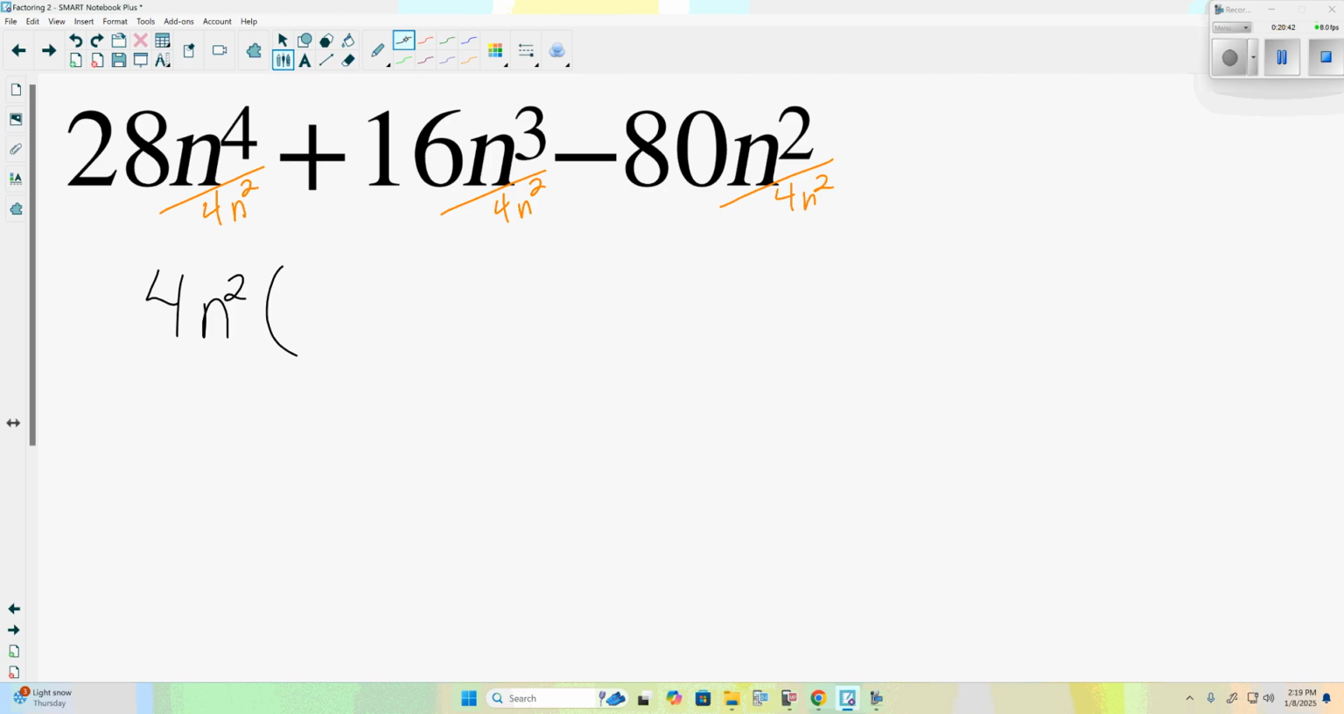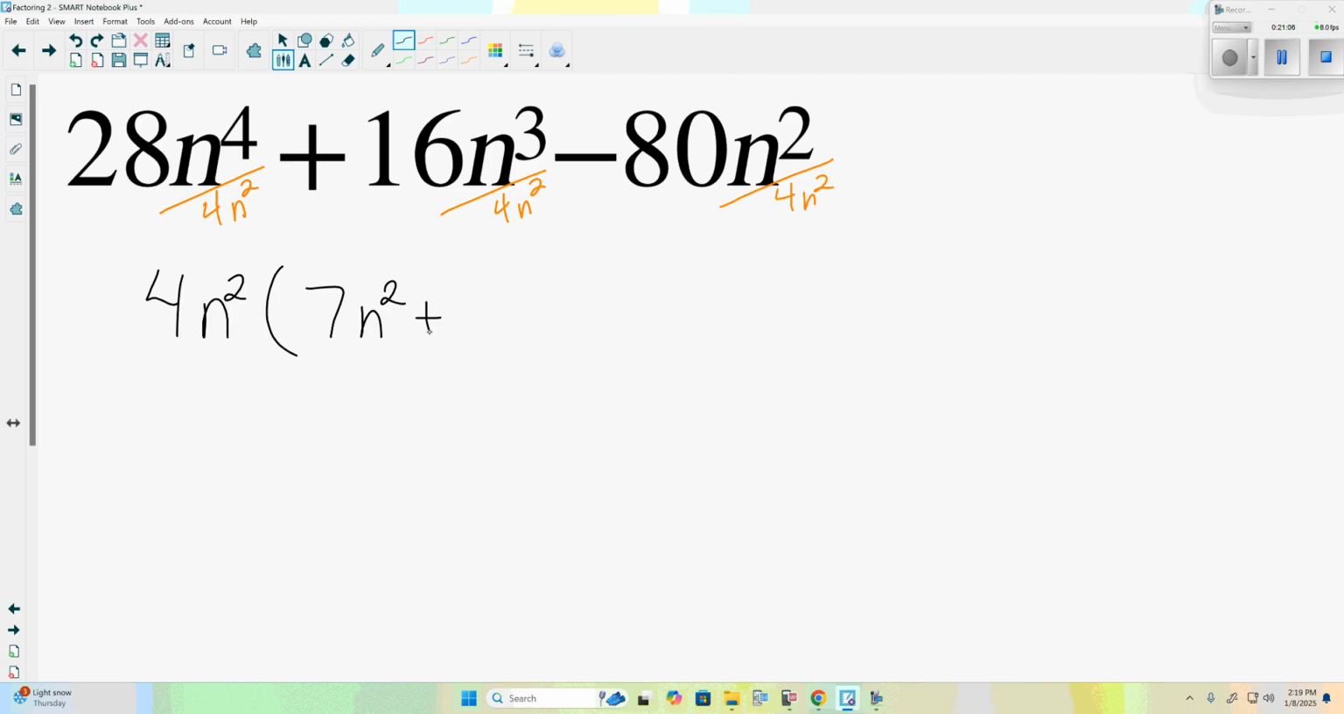And we'll come back to why it's always going to be the one with the least power here in a second. Now, when we factor 4n squared out of 28n to the fourth, well, 28 divided by 4 is 7. n to the fourth over n squared is n squared. We remove 2 n's away from n to the fourth, we're left with n squared.